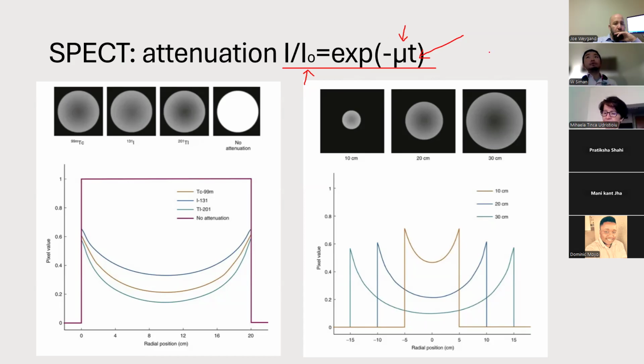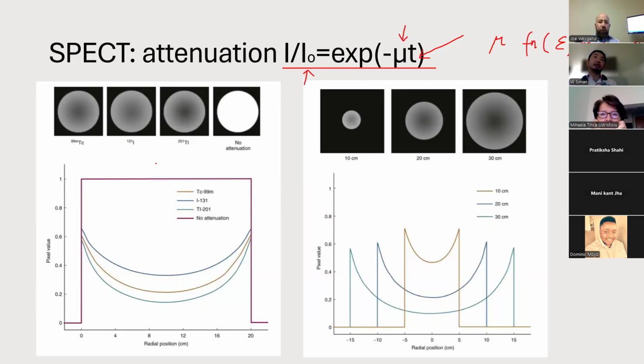So mu is a function of two things. One is that it's a function of energy, photon energy, and two is that it's a function of material, right? So different materials have different mu. For example, we discussed earlier, bone attenuates more than soft tissue. So this is your crystal material choice, and the energy is your gamma or radionuclide choice, right?